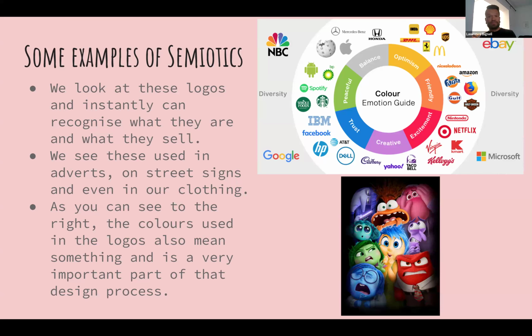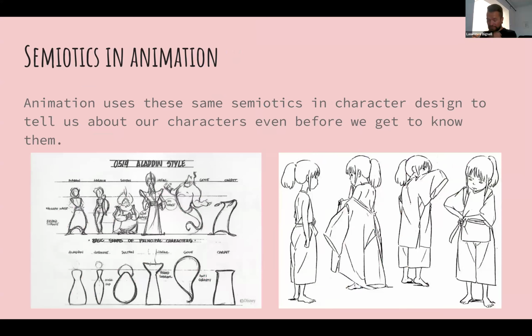If it's for diversity, you're going to see a lot of rainbows. If you're looking for balance and equalness, you're going to see a lot of gray. Peaceful is green, optimism is yellow, maybe with a slightly orange tint to it. Friendly is usually yellow. Excitement is red. Creative is purple. Trust is blue. How lovely. It's an important part of everything that we look at and everything that we see, especially in animation.